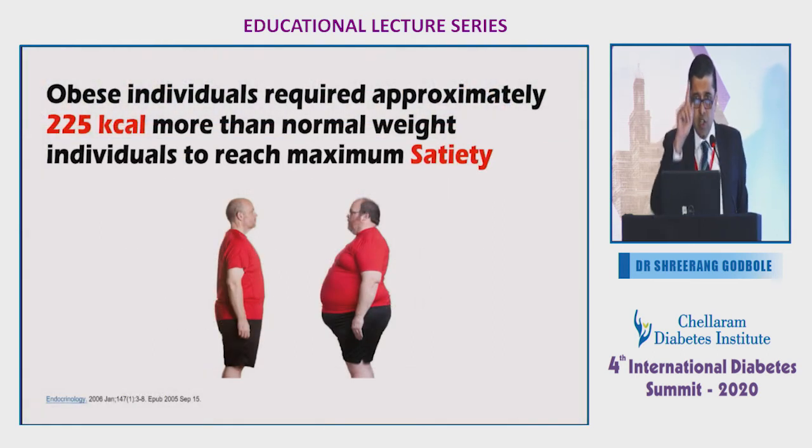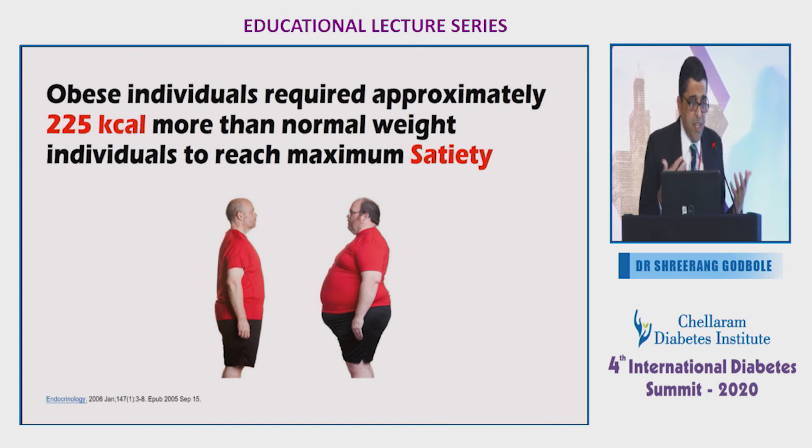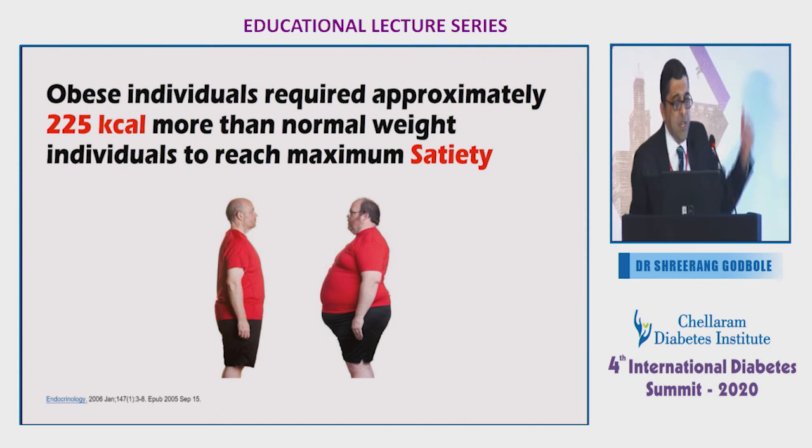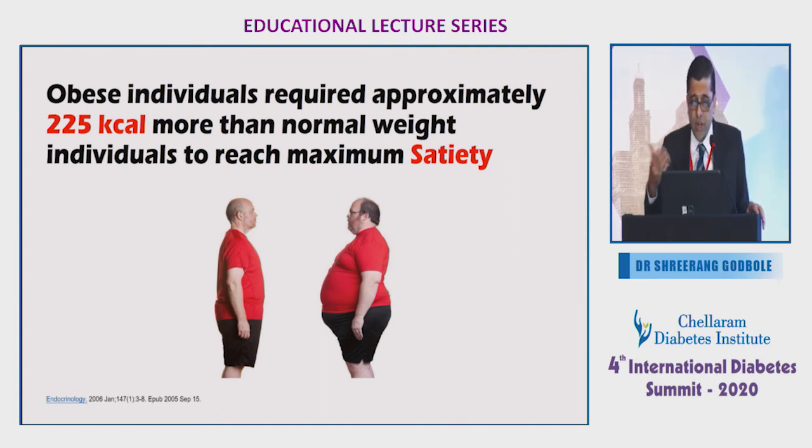Now, GLP-1 is not the only incretin that is released. When you take food from the ileum and the colon, there are certain small peptides called peptide tyrosine, that's peptide YY, which is necessary for satiety. Now, in obese individuals, there's a deficient release of peptide YY, so that when obese people eat, they don't get easily satiated because the release of YY is less, and therefore obese individuals require approximately 225 calories more than normal weight individuals to reach a maximum satiety.